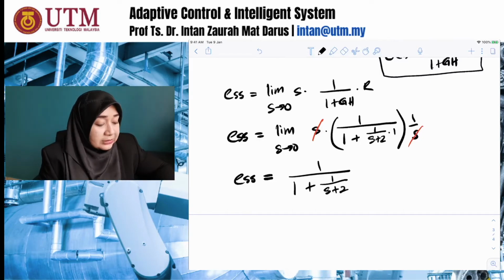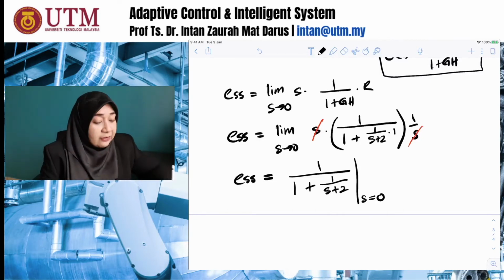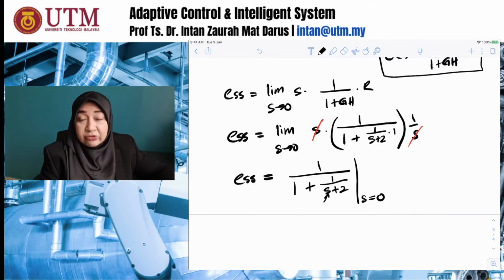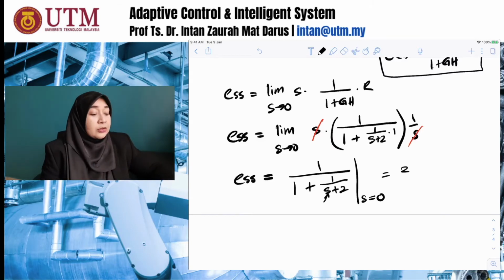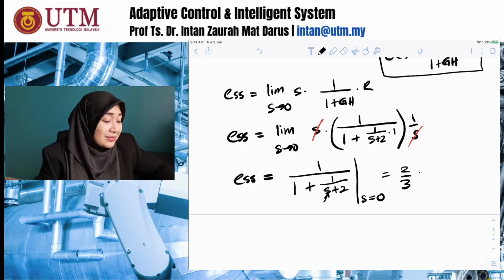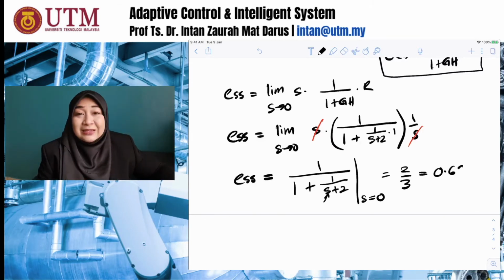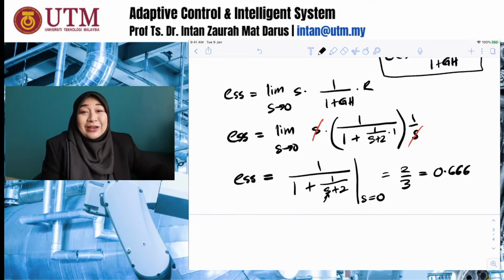So I'm going to have 1 over 1 plus 1 over s plus 2, with all the s in there becoming 0. So I'm going to have 1 over 2 plus 1, it's 3 over 2. 3 over 2, the reciprocal of it is 2 over 3. 2 over 3 is 0.666. Is it better? We thought that when we close the loop, the system might give us a better response. But in this case, it's not really, isn't it? The error is becoming more, isn't it?